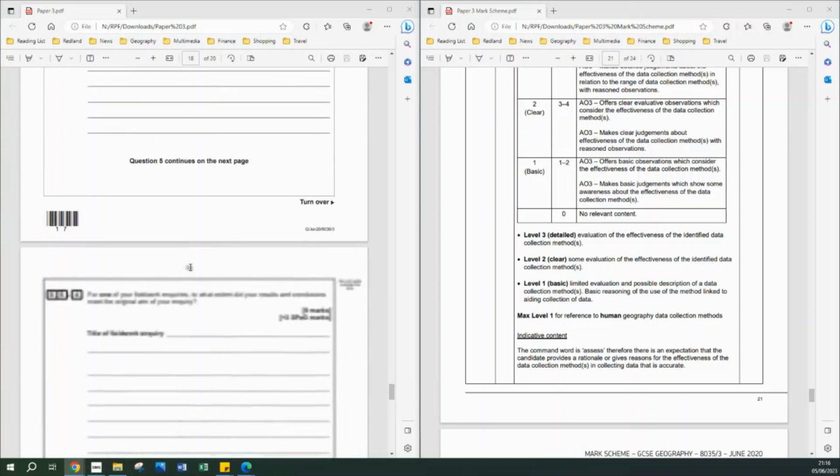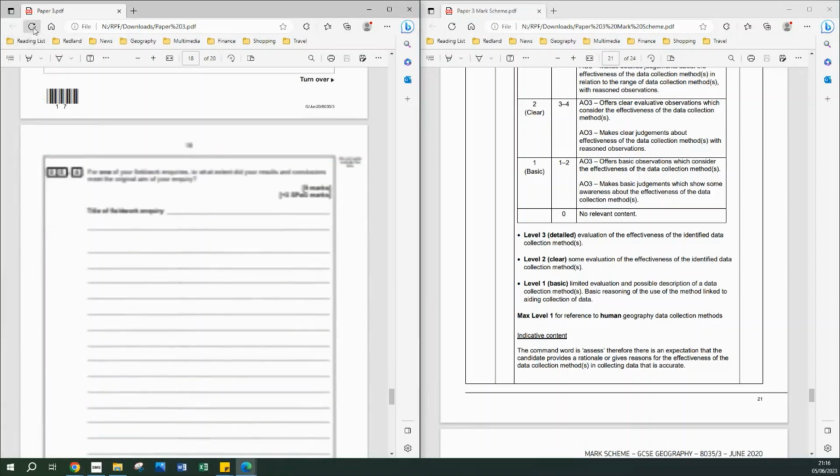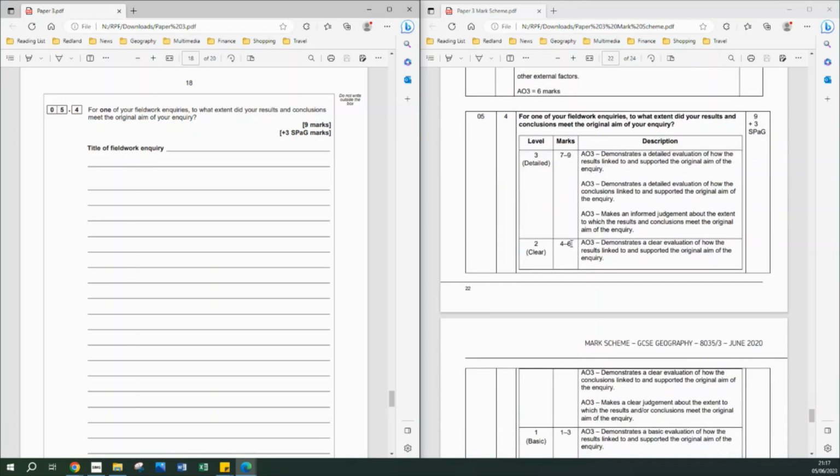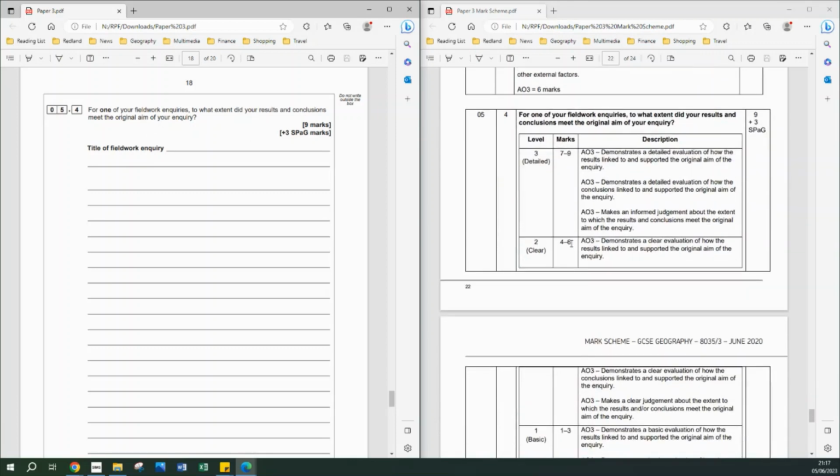Okay, and then the final one is the final question here. Let's reload this paper. It's a 9 mark question on your fieldwork, and it says, for one of your fieldwork inquiries, to what extent did your results and conclusion meet the original aims of your inquiry? So in this question here, it says here, demonstrate a detailed evaluation of how the results link and support the original aim.